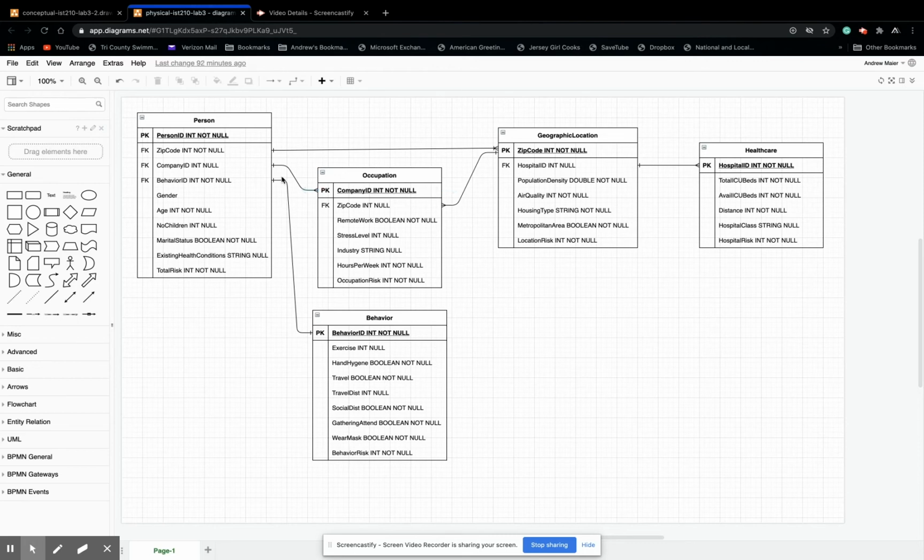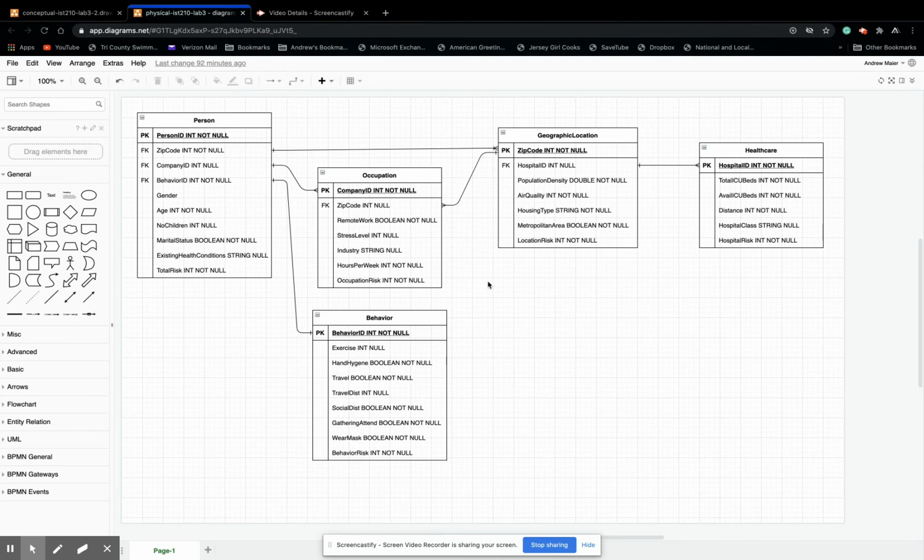The primary keys are going to be referenced in other tables that they're related to. So for example, because person is really the central hub of information, they're going to be storing a lot of foreign keys. So you have the zip code, which ties it to the geographic location, company ID and behavior ID that tie those to the occupation risk factors and the behavioral risk factors.